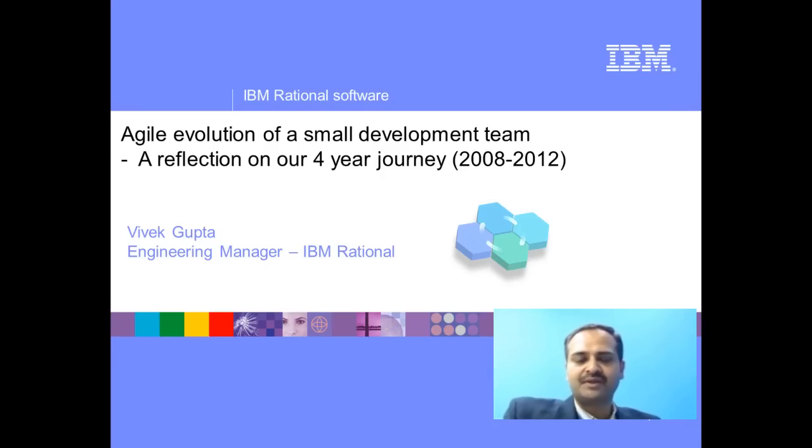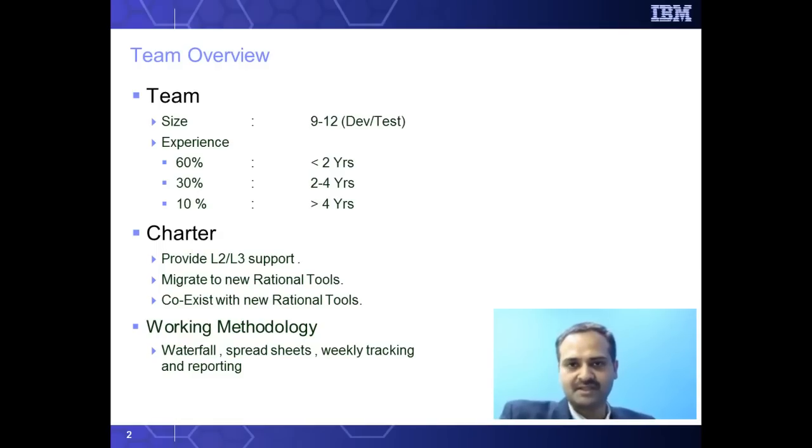So before I go into different Agile practices which we implemented, I'll just give you a brief on our team. The team comprised of 9 to 12 developers and testers, and the average experience of the team was that about 60% of the team was less than 2 years experience, 30% was in the range of 2 to 4 years experience, and only about 10% of the team members were more than 4 years experience on the products which we are working on.